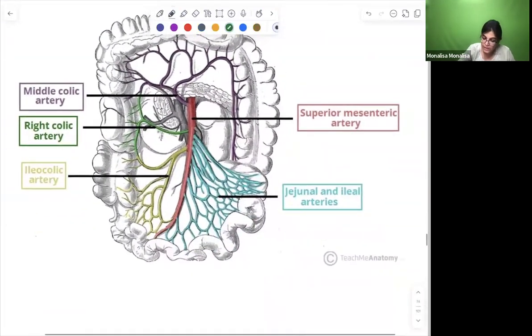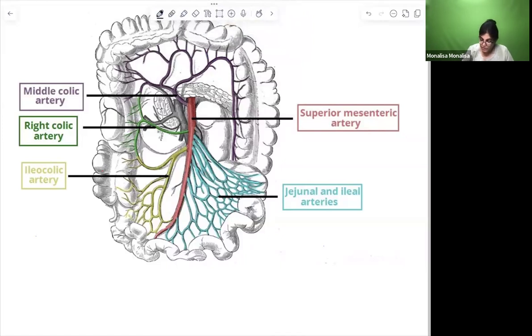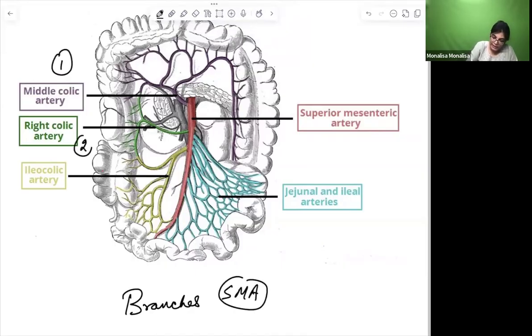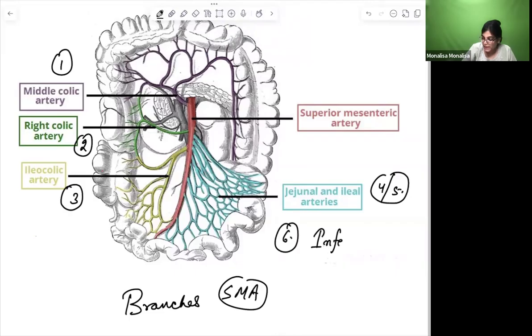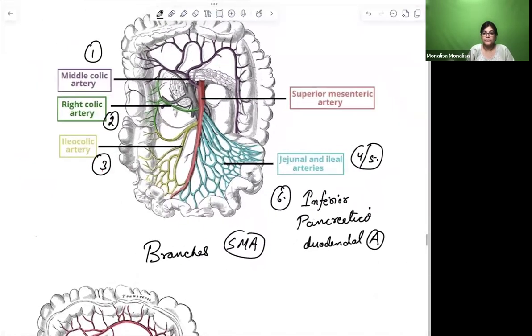Now the branches of the superior mesenteric artery. The branches of the superior mesenteric artery are the middle colic, right colic, ileocolic, jejunal and ileal branches, and one more which is not mentioned here, that is the inferior pancreatico-duodenal artery.